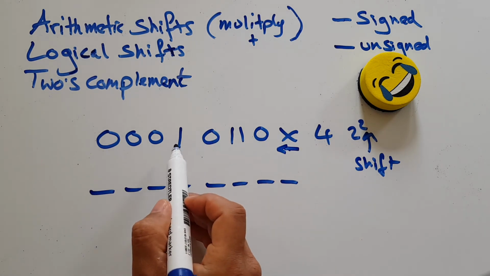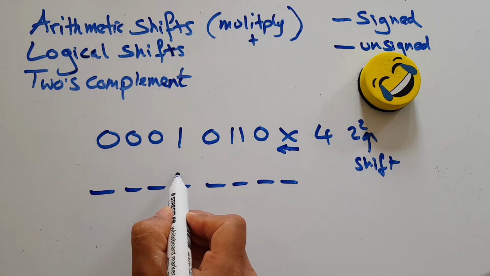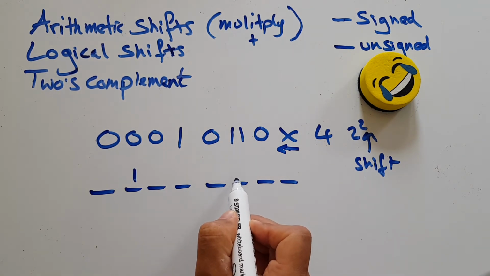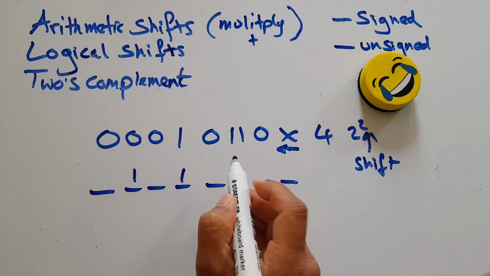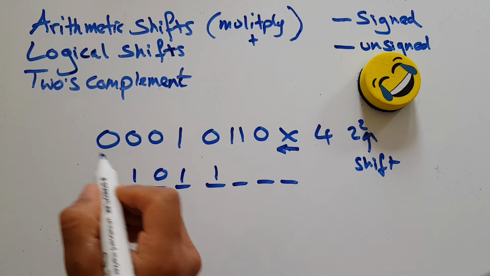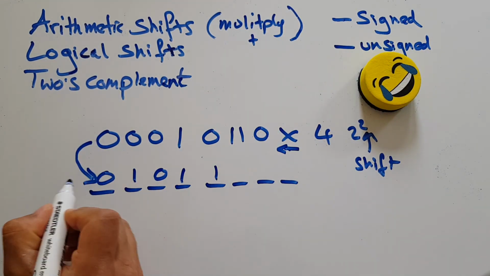So I'm shifting my binary left by 2 places. This one goes 1, 2, there. This one goes from here 1, 2. And this one goes behind it. And then I fill in the rest of the zeros. What I forgot to say is that I dropped down the MSB, so I'm going to make that very clear. Drop down the MSB.